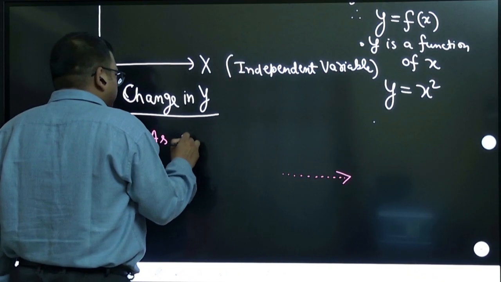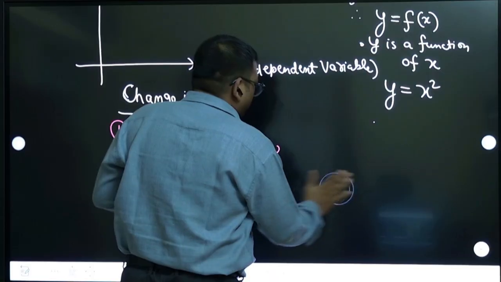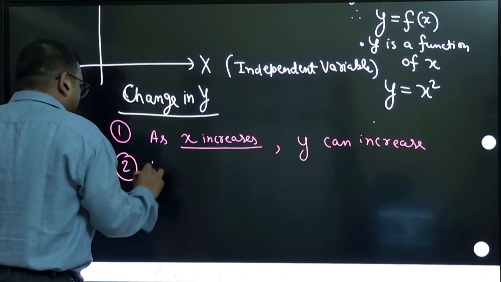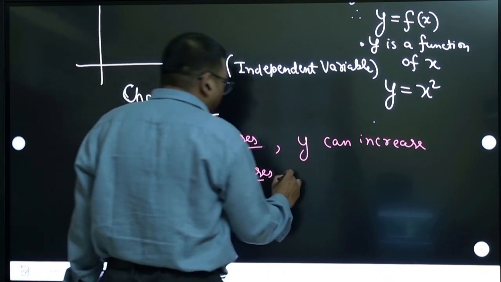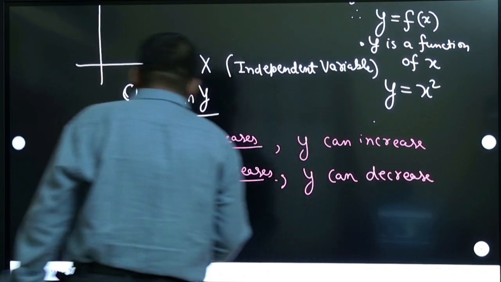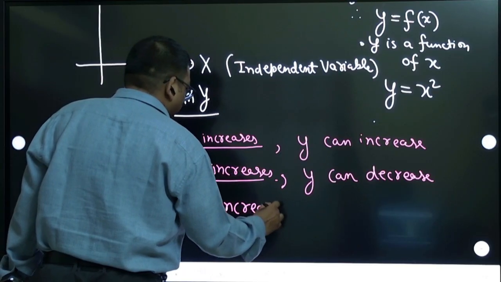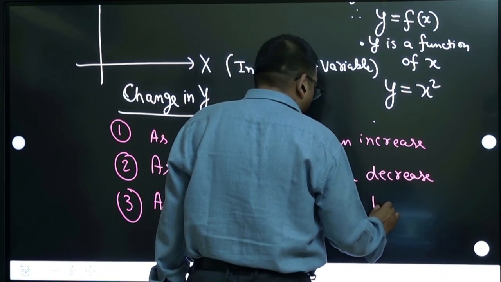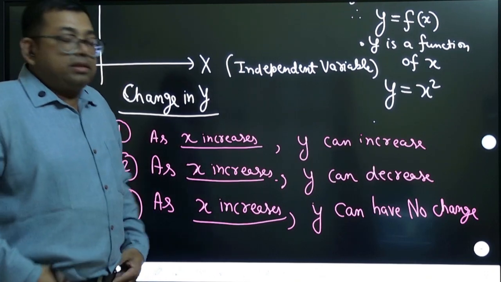So as x increases, what are the things that happen? Y can increase. Second, as x increases, y can decrease, right? Or we can say that as x increases, y can have no change. That is also possible, right? So y can change in these three manners, okay?